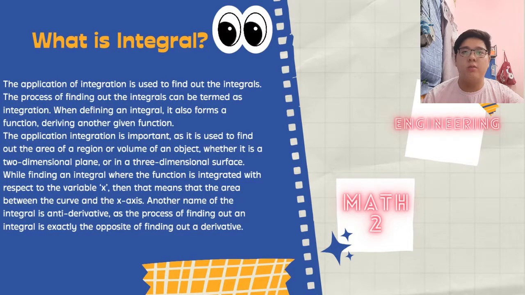What is integral? The application of integration is used to find out the integrals. The process of finding out the integrals can be termed as integration. When defining an integral, it also forms a function deriving another given function. The application of integration is important as it is used to find out the area of the region or volume of an object, whether it is a two-dimensional plane or in a three-dimensional surface.